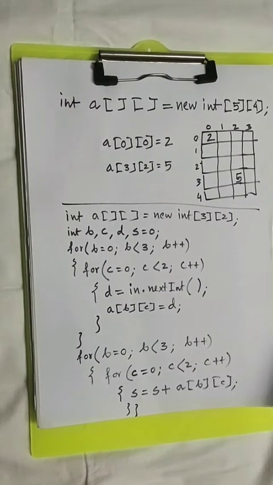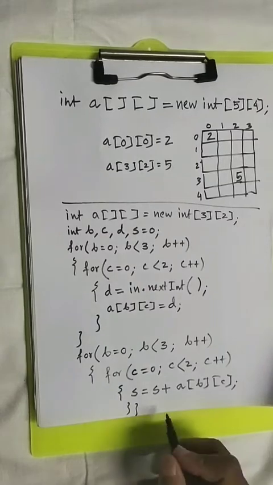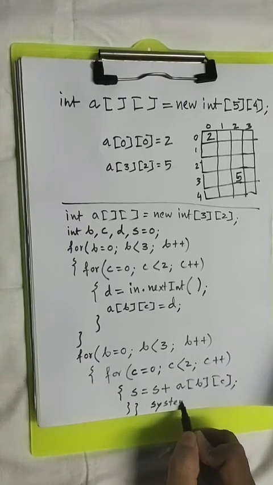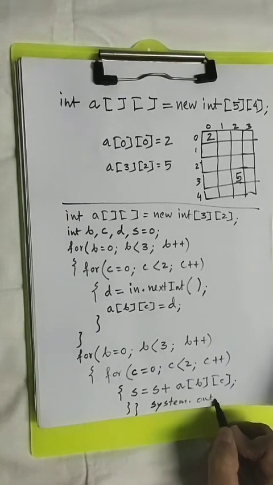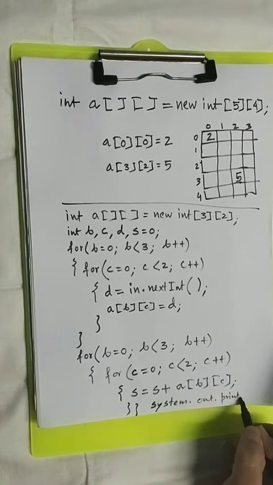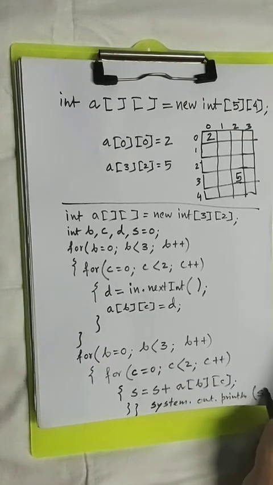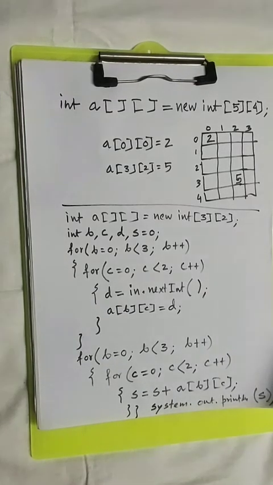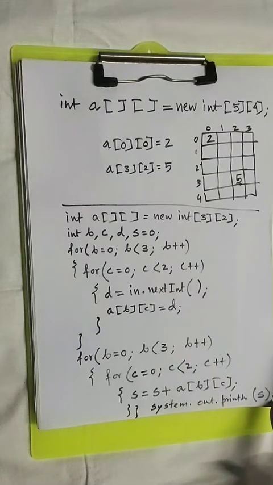Now what is left? We have to print the value of S. So after that, system out print ln S. This will print the sum of all the elements that we have stored in the array. So since before we have written class, we have to write class, public static, all those you know. So at last, after this also we have to put 2 more closing braces.